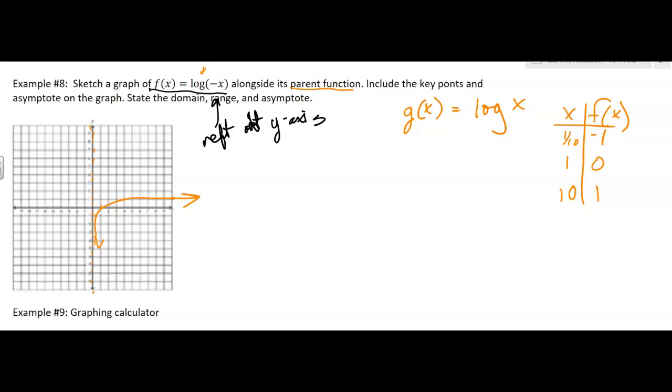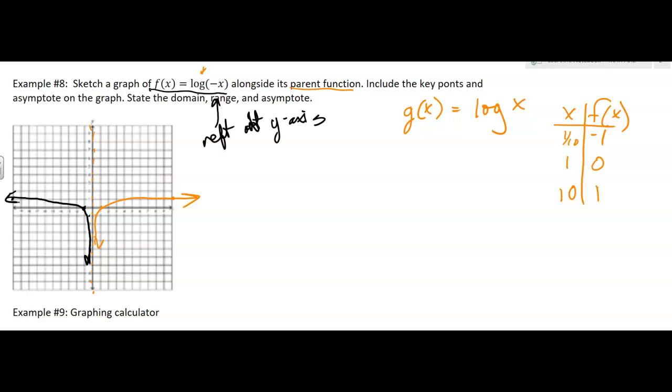Okay, now we're going to graph then this reflection. So I'm going to have the x-intercept over there at -1. Then I'm going to have a point over here at -10, 1. And then I guess I have a 1/10, -1 like right there. And it's going to go like that, more or less. Okay. So that's what the graphs look like, the parent function, and then f of x.